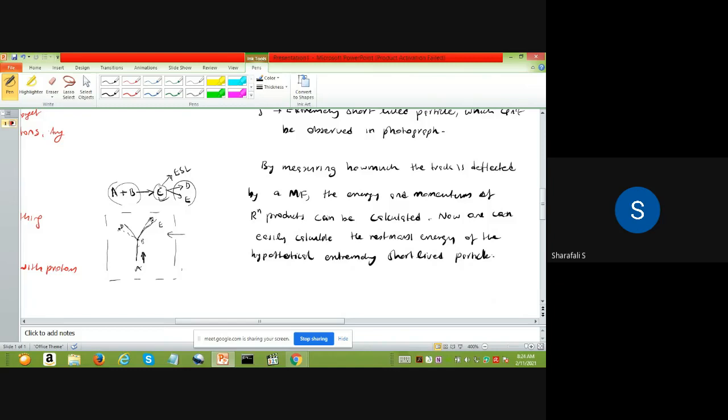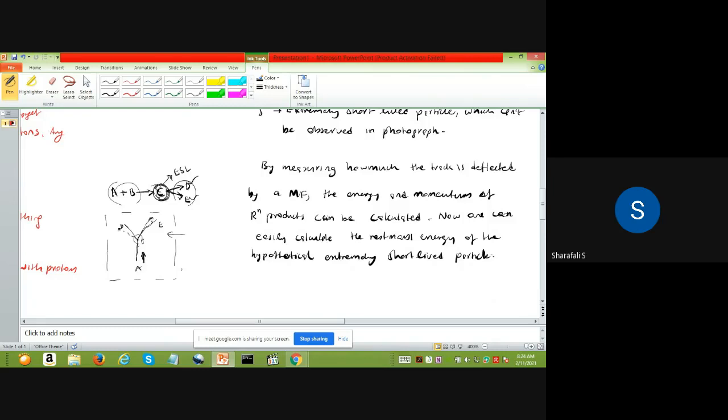And from that, you can say what is the rest mass energy of this C, that is extremely short-lived particles. How? Because this C only decayed into D and E. So all the energy which is associated with D and E will be the energy of C. Okay, rest mass energy of C.